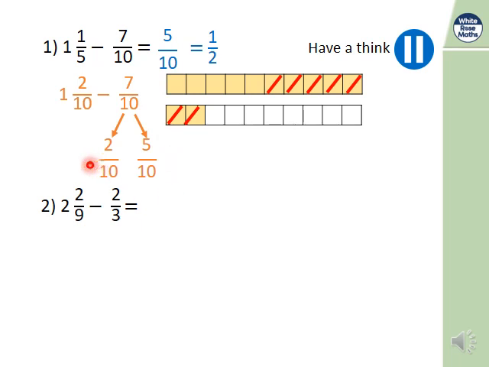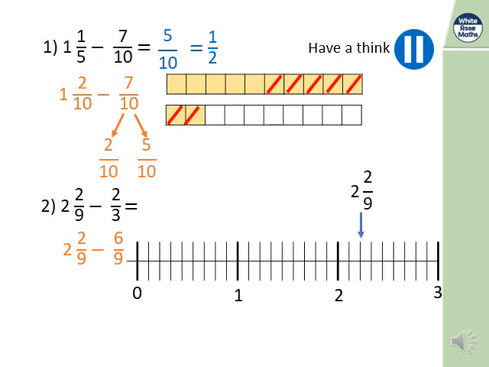Now with the second question, we had 2 wholes and 2 ninths subtract 2/3. And again, we could have multiplied by 3 our 2/3 to change them to ninths, so we have 6 ninths now. Using the number line method, here is where 2 wholes and 2 ninths are. Here is where 6 ninths are, and it would be 3 ninths to get to 1 whole. A 1 whole jump to the next whole number, and then from 2 wholes to 2 wholes and 2 ninths is another 2 ninths, and we could have added those together to give us 1 whole and 5 ninths.